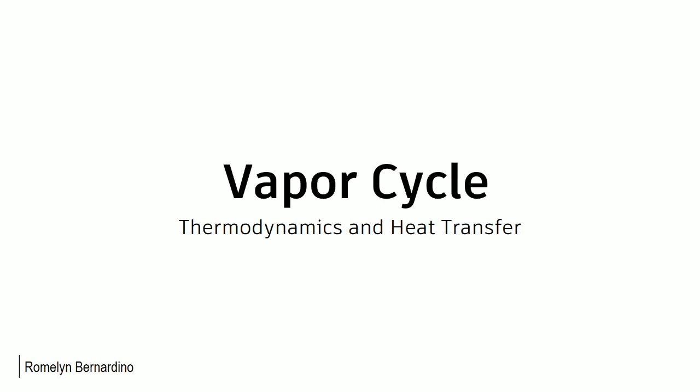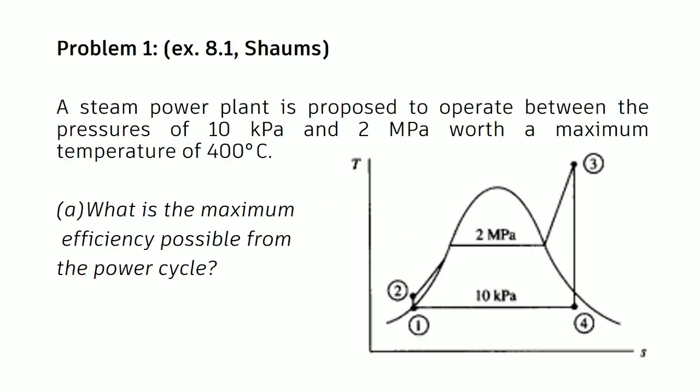Vapor cycle. This is under thermodynamics and heat transfer. This is our first problem for part 1. A steam power plant is proposed to operate between the pressures of 10 kilopascals and 2 megapascals, with a maximum temperature of 400 degrees Celsius.